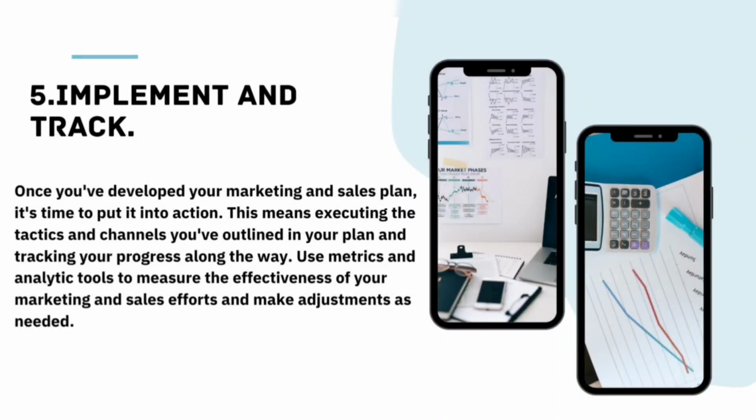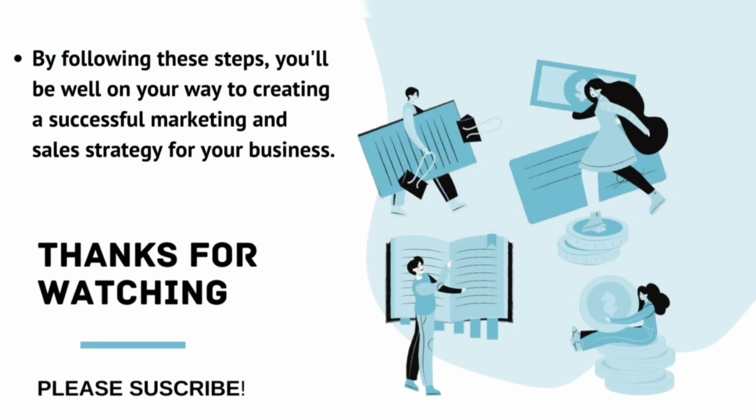Number five, implement and track. Once you've developed your marketing and sales plan, it's time to put it into action. This means executing the tactics and channels you've outlined in your plan and tracking your progress all the way. Use metrics and analytics tools to measure the effectiveness of your marketing and sales effort and make adjustments as and when necessary. By following these steps, you will be well informed on the ways to create a successful marketing and sales strategy for your business.